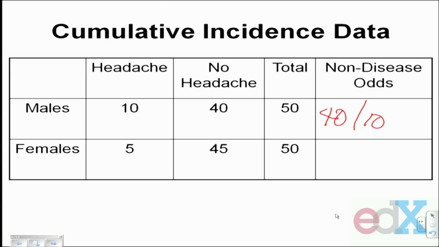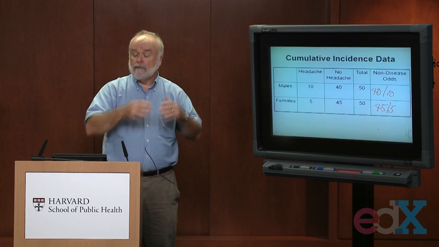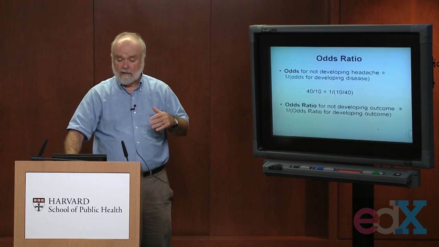For women, before, the odds of developing a headache was 5 out of 45. Now it's being flipped. For the odds of not developing a headache, it's 45 over 5. So first of all, the odds are symmetrical: for any odds you calculate, the inverse of that is the odds of not developing the outcome, not developing disease in this particular case.